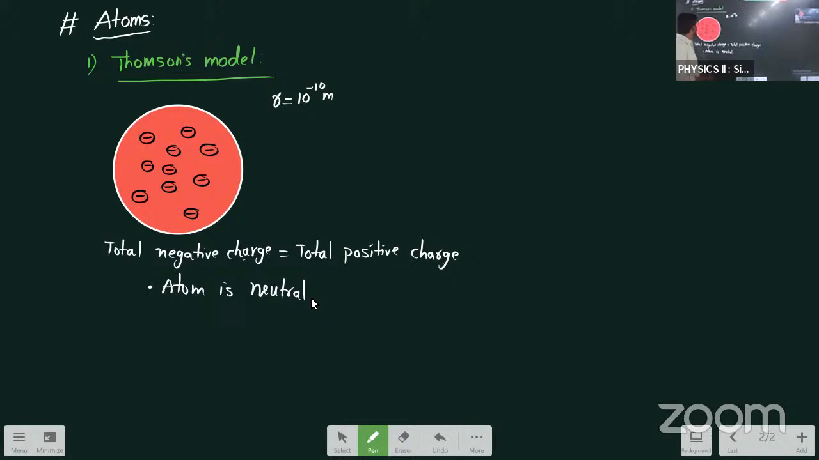So what was the theory given by Thomson? He said that atom is nothing but a positively charged sphere with positive charge uniformly distributed throughout the sphere. Next, he said that electrons are embedded inside this positively charged sphere. And further, he said that total negative charge is equal to total positive charge, and from this, we can say that atom is neutral.